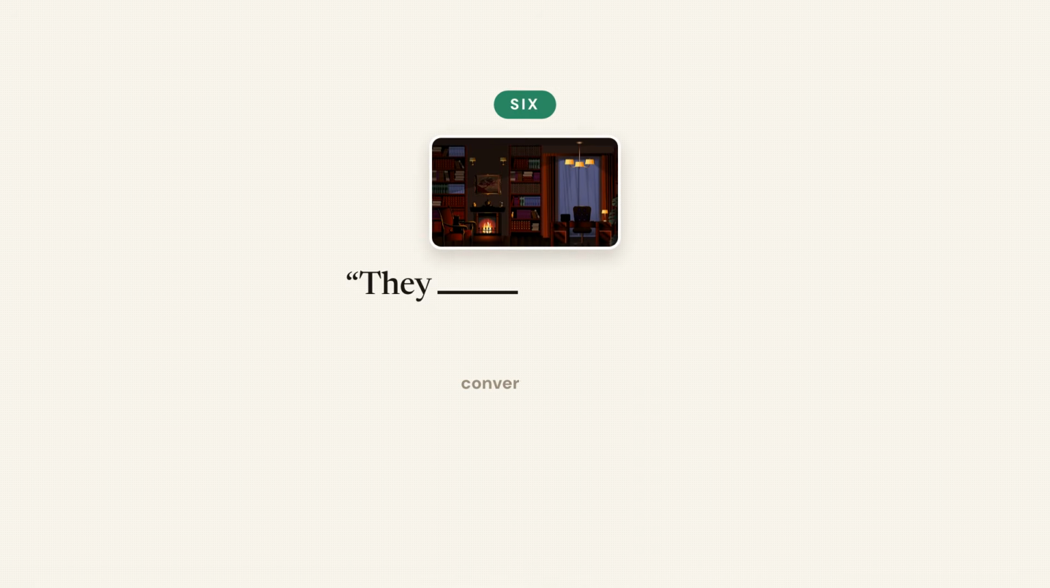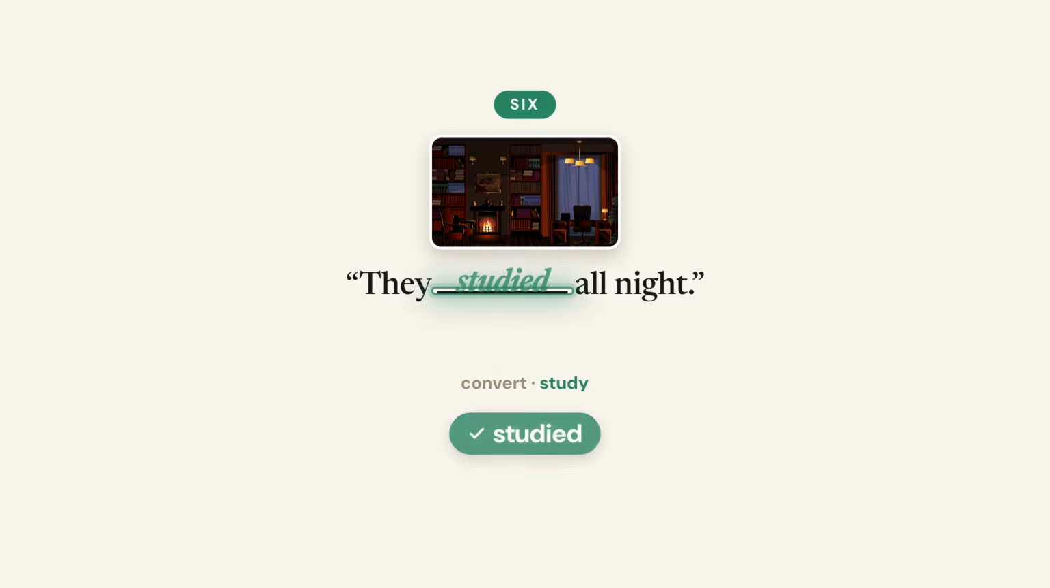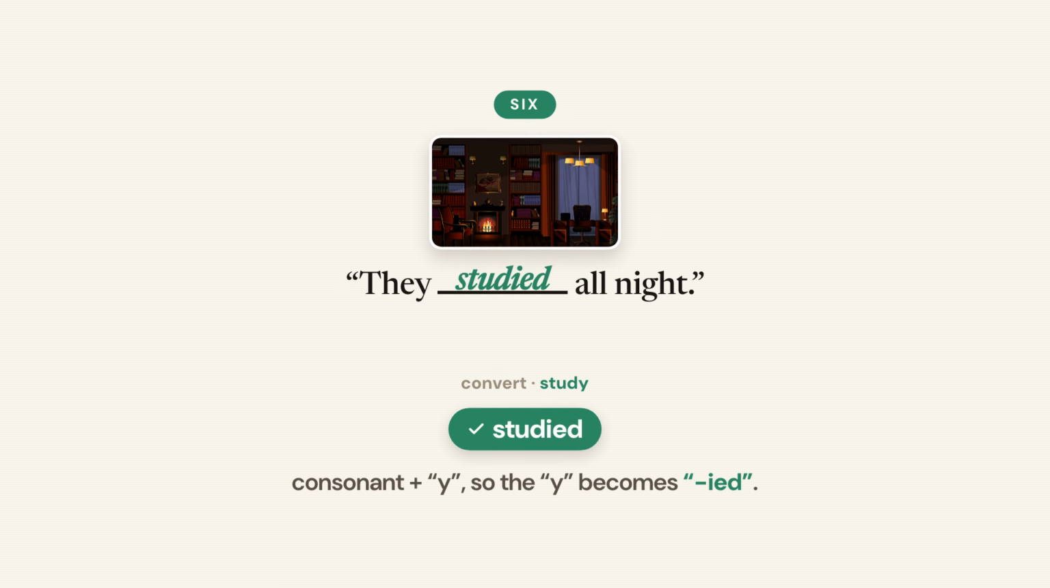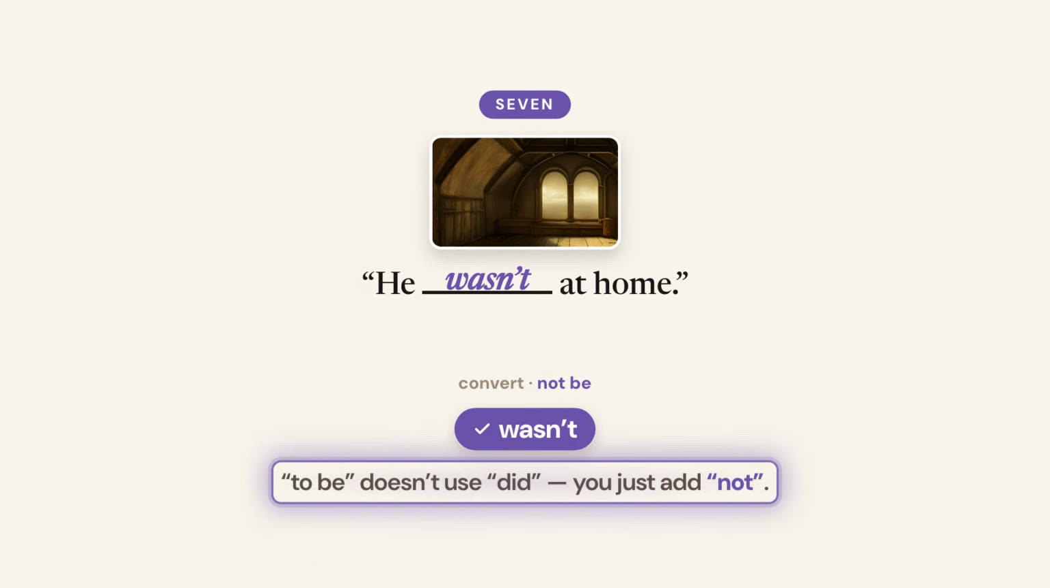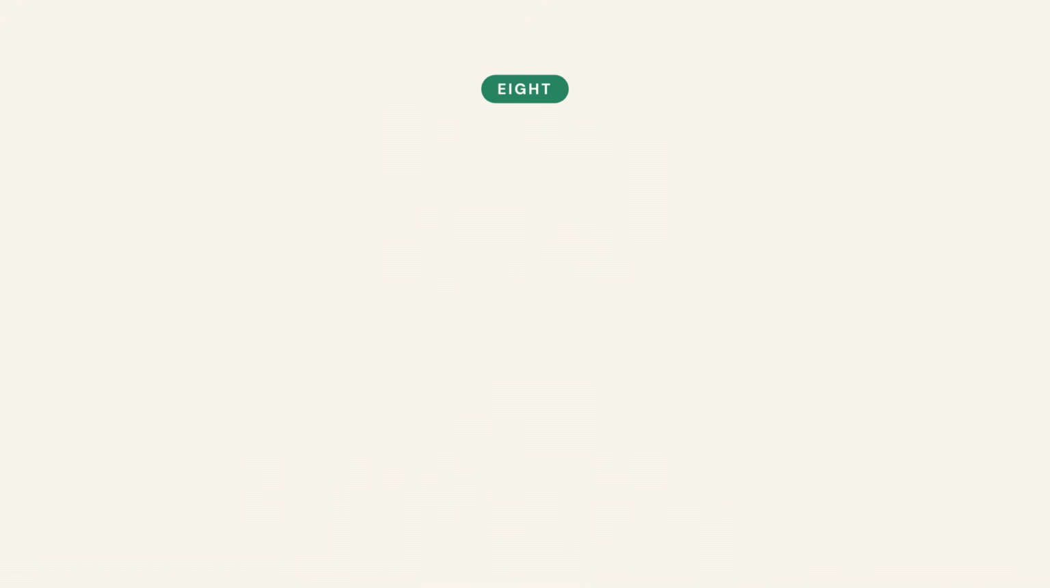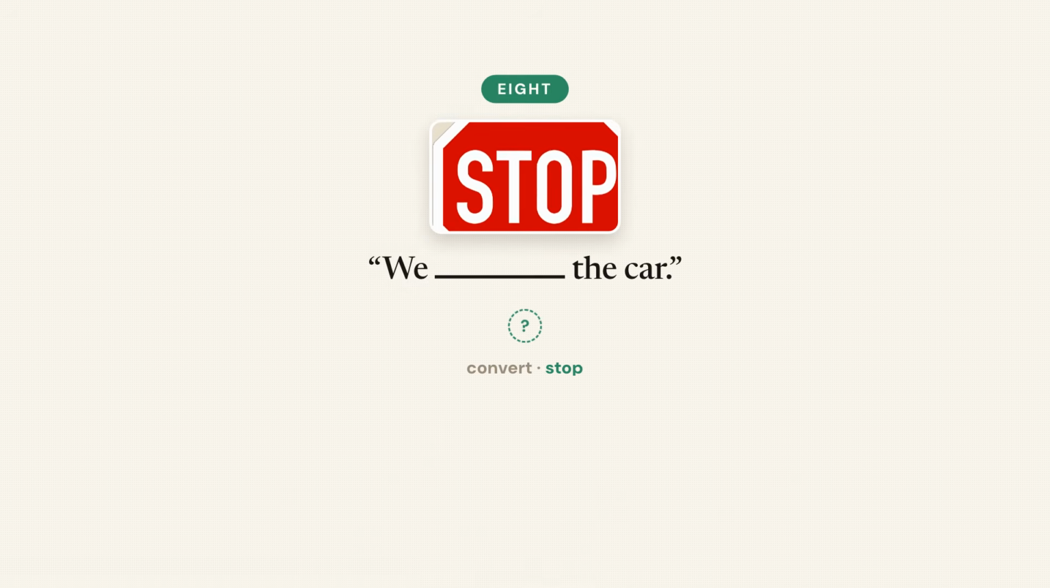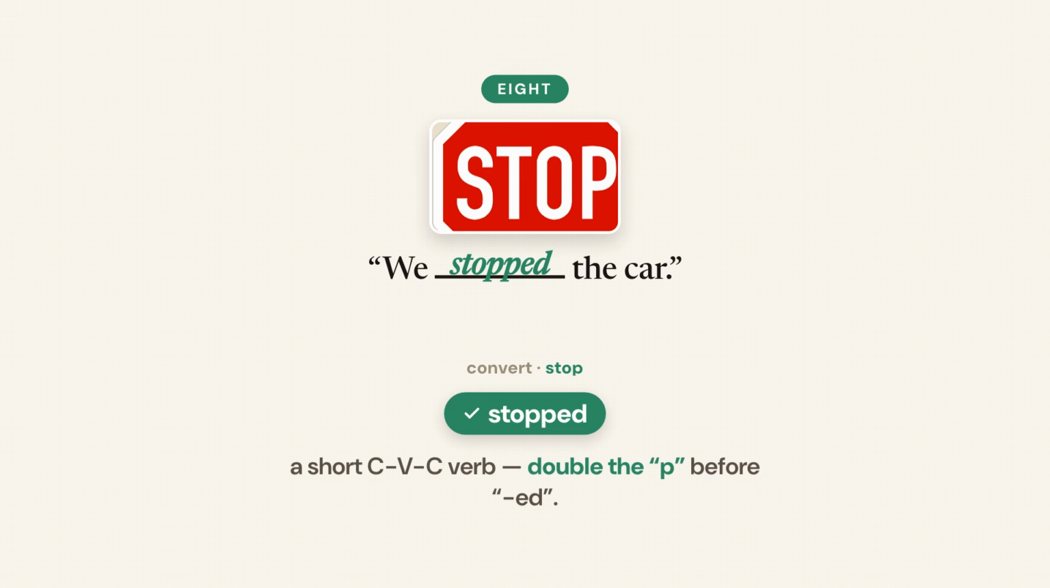6. They study all night. The answer is studied. Consonant plus y, so the y turns into ied. 7. He at home. The answer is wasn't, was not. To be doesn't use did, you just add not. 8. We the car. The answer is stopped. A short verb, consonant, vowel, consonant, so you double the p before ed.